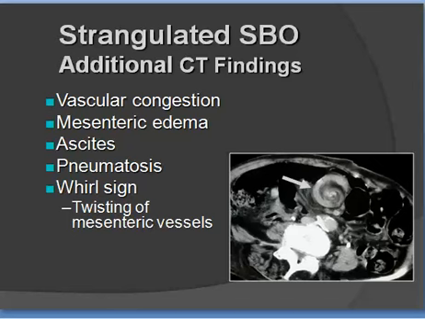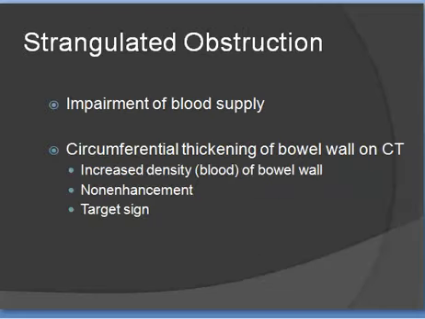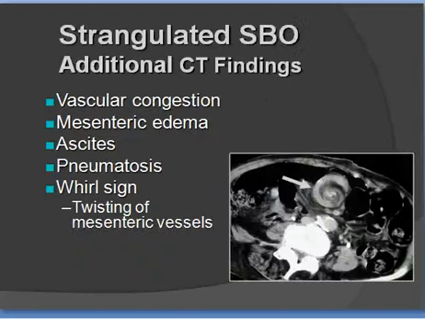Pneumatosis means development of air within the wall. All are additional signs. So the original signs are increased density, non-enhancement, target sign. Moreover, whorl sign, development of pneumatosis, the presence of ascites and mesenteric edema, and vascular congestion.